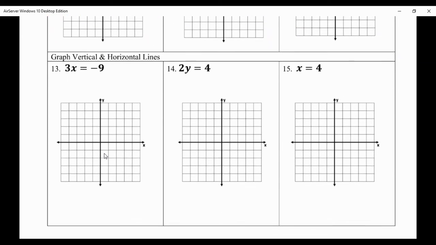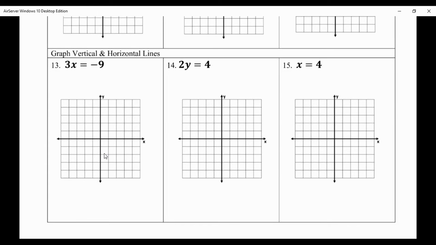The next thing we learned was graphing vertical and horizontal lines. With 3x = -9, we have to first solve for that one variable. So we want to solve for x. To do so, we're going to divide both sides by 3. So we get x equals -3.